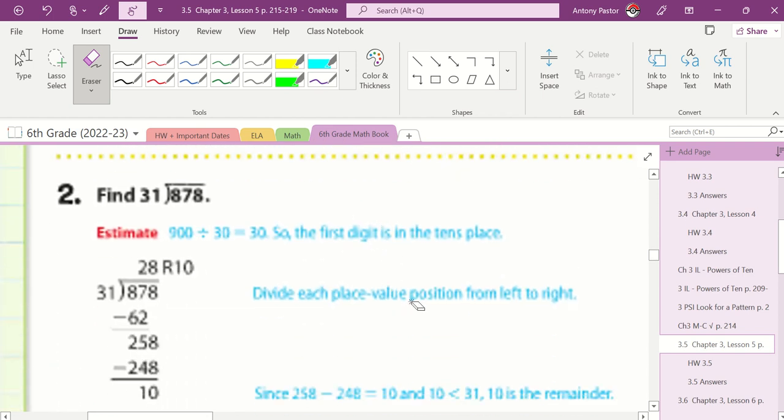Now, we're going to do this one as an example because we're not going to get a perfect answer at the end, if you notice. 887 divided by 31.